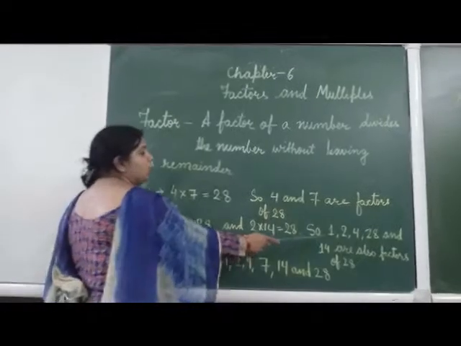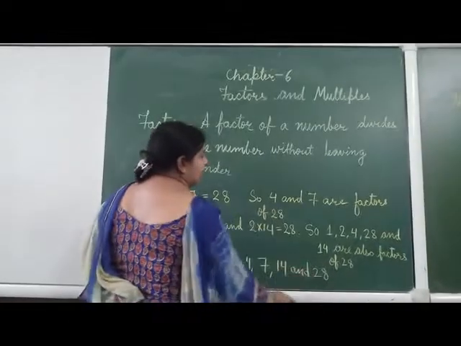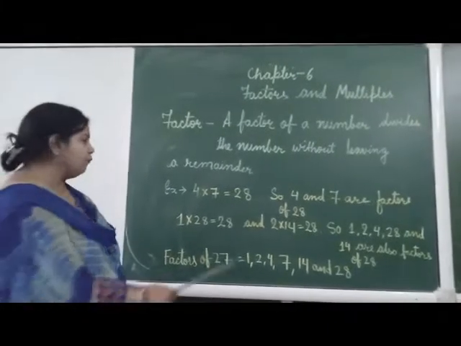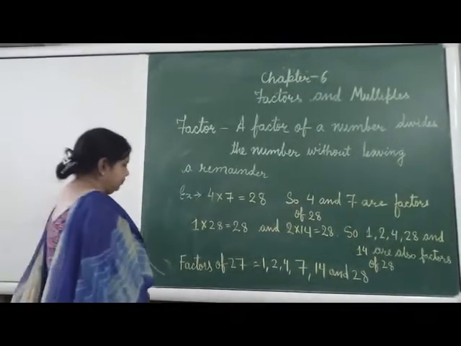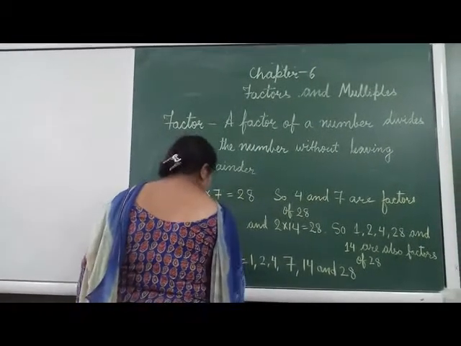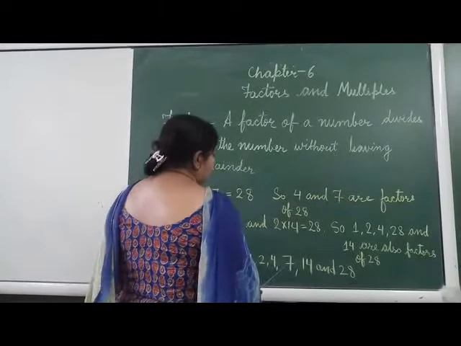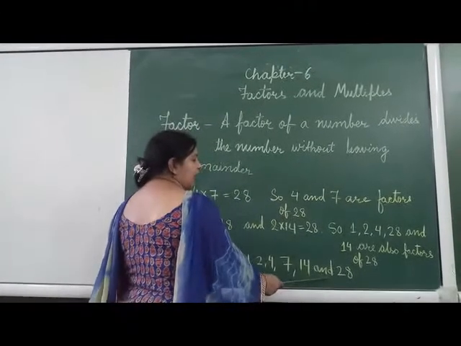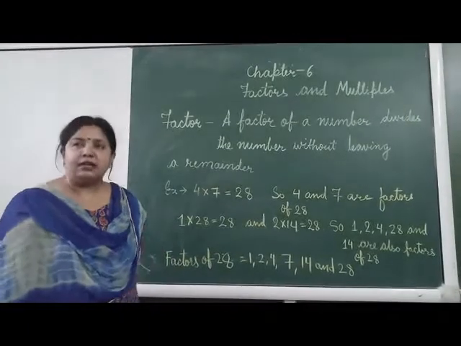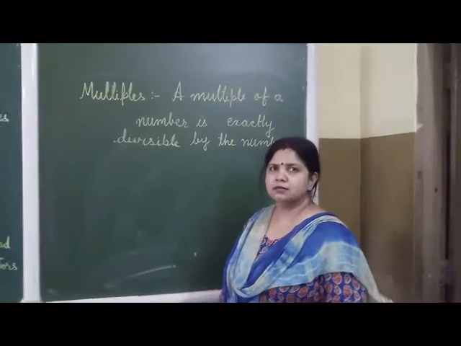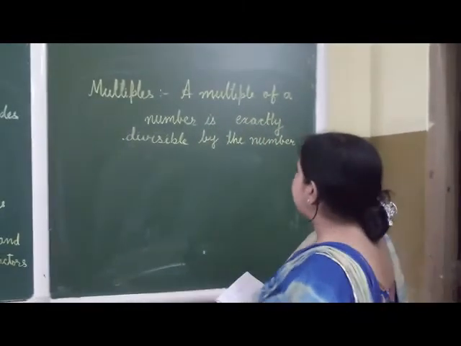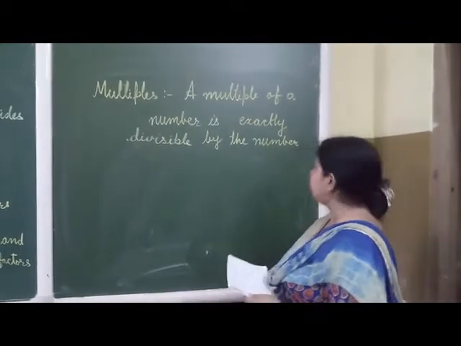So students, 1, 2, 4, 7, 14 and 28 are all factors of 28. So students, factors of 28 equal 1, 2, 4, 7, 14 and 28. Now I will teach you multiples. What is a multiple? A multiple of a number is exactly divisible by the number.